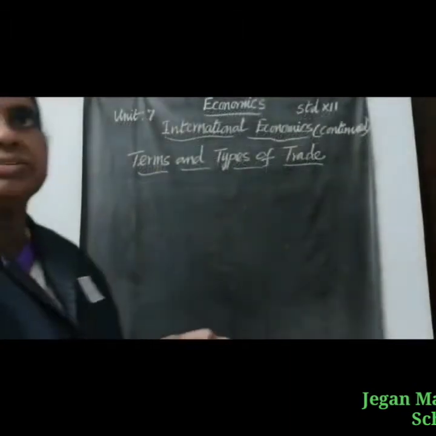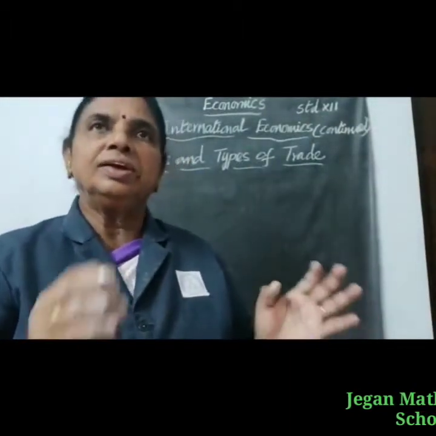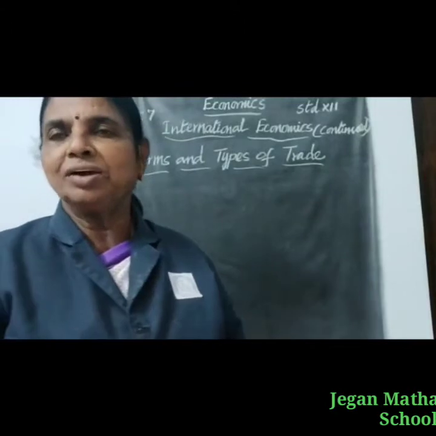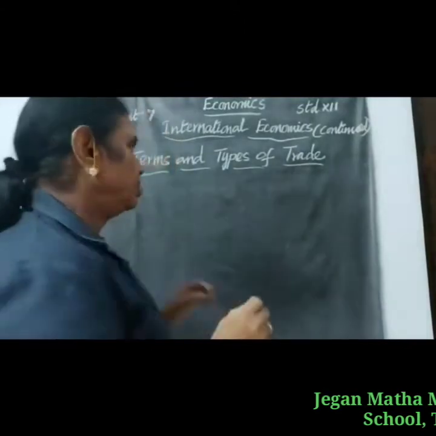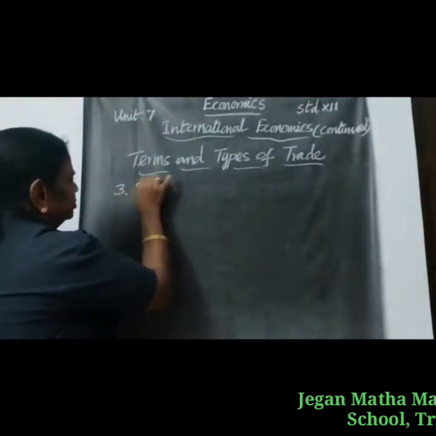The third one is income terms of trade. The income terms of trade was given by G.S. Dorrance in 1948.